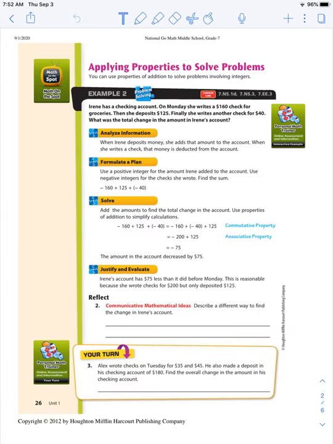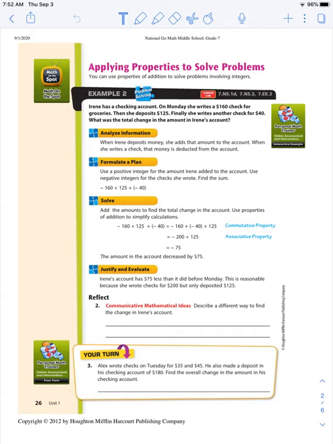All right, in this next example, Irene has a checking account. On Monday, she writes a $160 check for groceries. Then she deposits $125. Finally, she writes another check for $40. What was the total change in the amount in Irene's account?